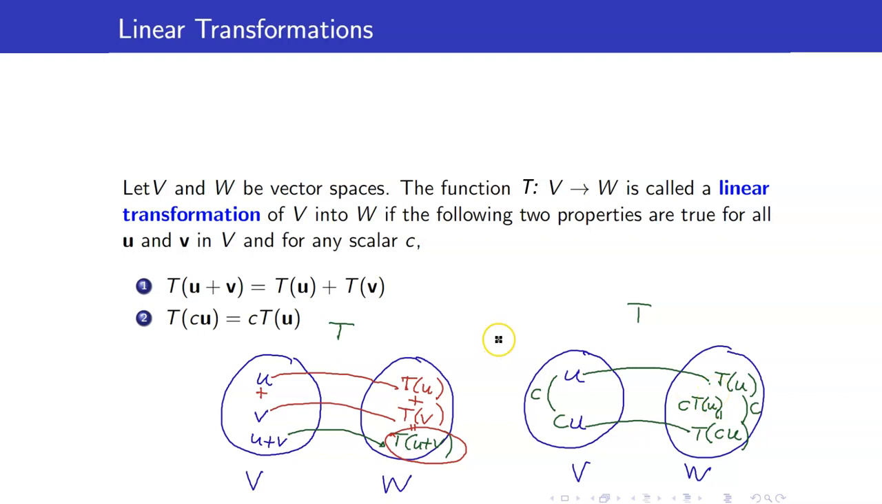We say that a linear transformation is operation preserving because the same result occurs whether the operations of addition and scalar multiplication are performed before or after the linear transformation is applied. Please take note also that the addition in the first property here happens in the vector space V. So therefore, this addition is addition in V. Whereas here, your T of U plus T of V happens in your vector space W. So therefore, the addition here is your addition in W.